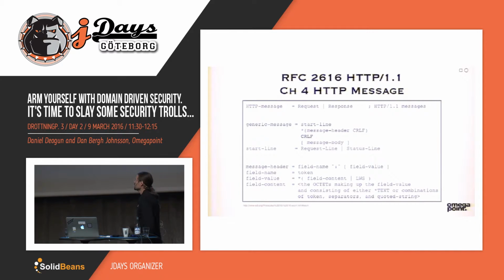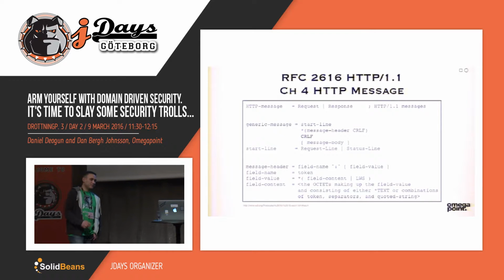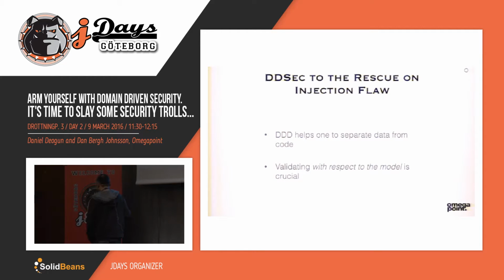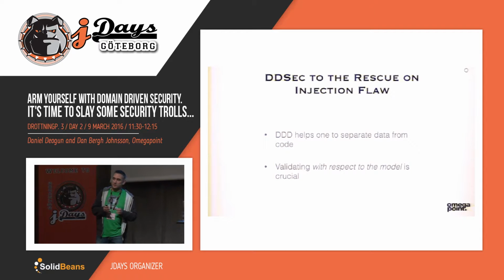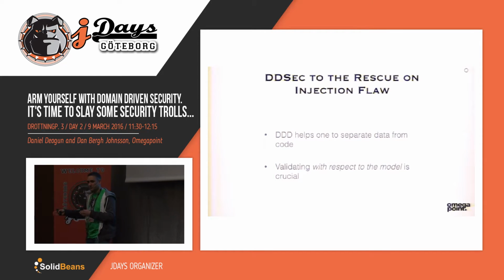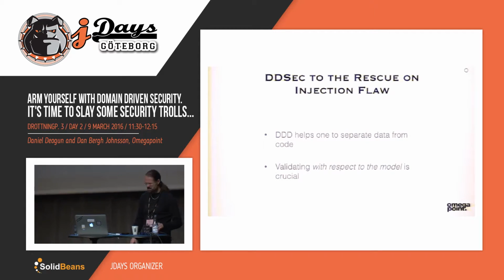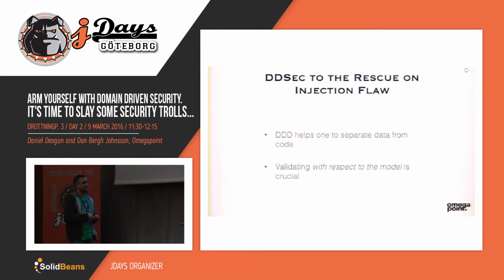But what could domain-driven security do to help us with injection flaws in general, if we look back on it? Well, you can really tell that DDD in itself, that mindset, really helps us separate data from code. That's really what it's all about, right? We have to understand what we are doing. And then it comes to the validation part. In difference from OWASP, what we are saying here is that we should validate with respect to the model of your business. You're once again putting a lot of stress on that model. Right. So does validation make sense without a model?